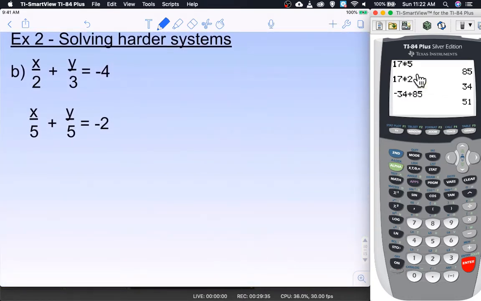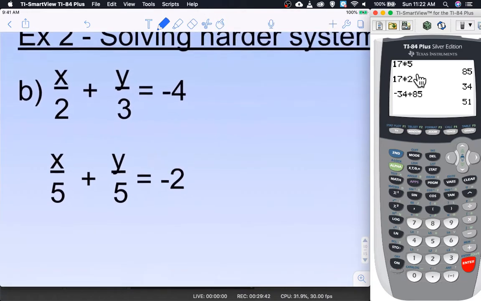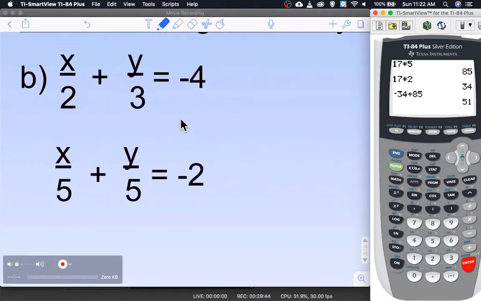Okay, what about that? Well, I'm going to do the same sort of thing. I'm looking at this bottom equation, and my common denominator is 5. That's the only denominator.